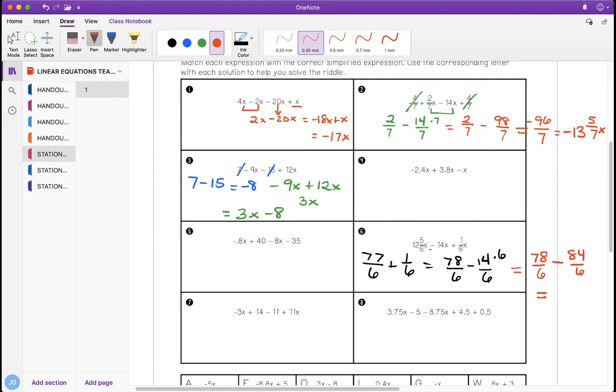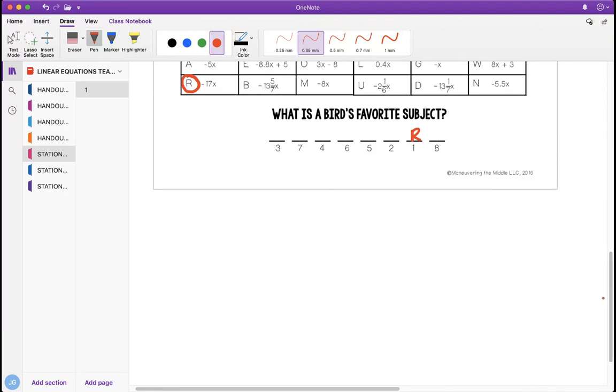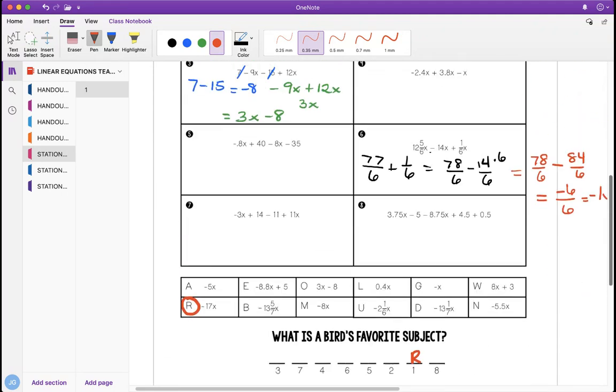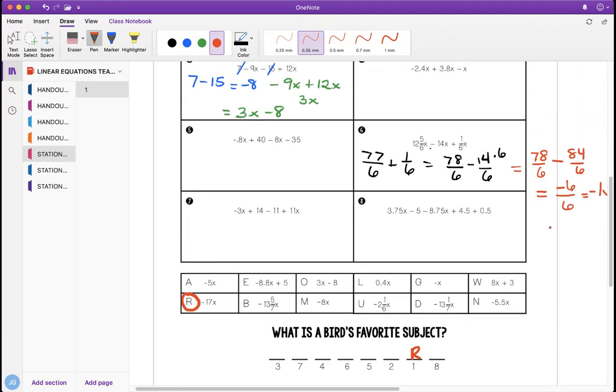Denominators are the same, so they stay the same. And I'm going to do 78 minus 84 gives me negative 6. Well, 6 over 6 is 1, and a positive and a negative equals a negative. So my answer here is negative 1x. Whoops, let's try that again. Got a little too close to the edge here. Negative 1x, but we don't really write negative 1x. We're just going to say negative x.